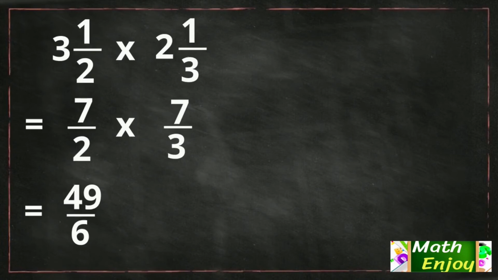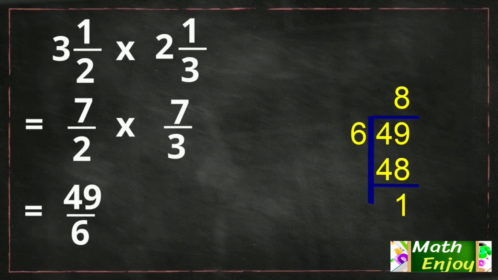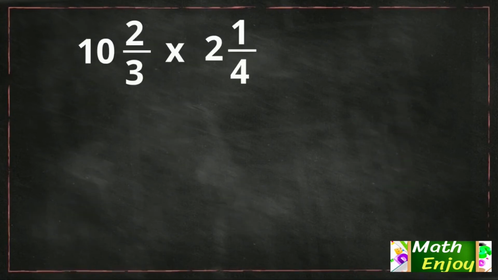Normally we don't keep the answer as an improper fraction. So I will convert this improper fraction into a mixed number. I have to check how many 6's are there in 49. We know 6 times 8 is 48. So the whole number is 8. 1 is remaining, so numerator is 1. 1 over 6. Final answer is 8 and 1 over 6. We'll go to another example.